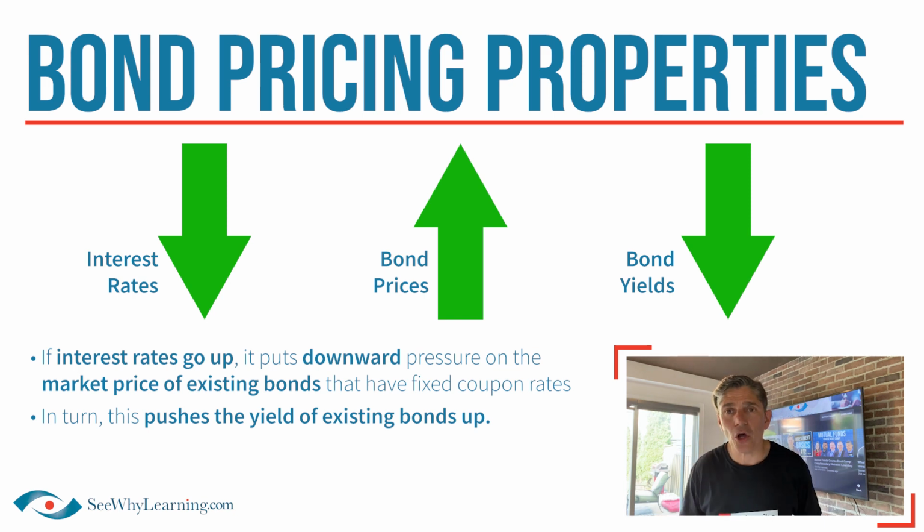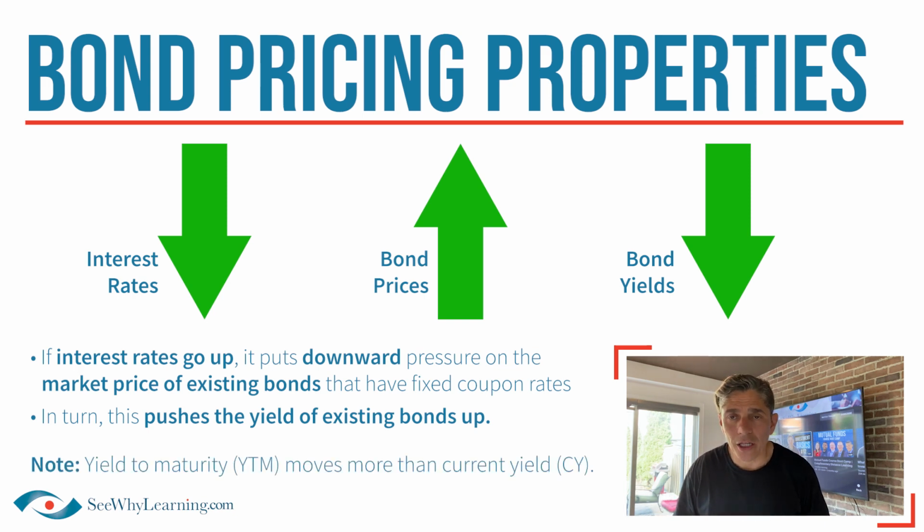And also you want to make a note that yield to maturity factors in more than current yield. So yield to maturity always moves more than current yield. So if yields went up, current yield would go up, but yield to maturity would go up more. If yields go down, current yield would go down, but yield to maturity would go down more.